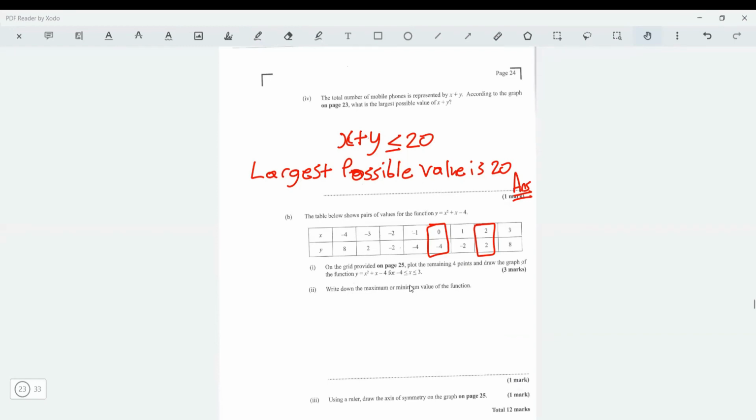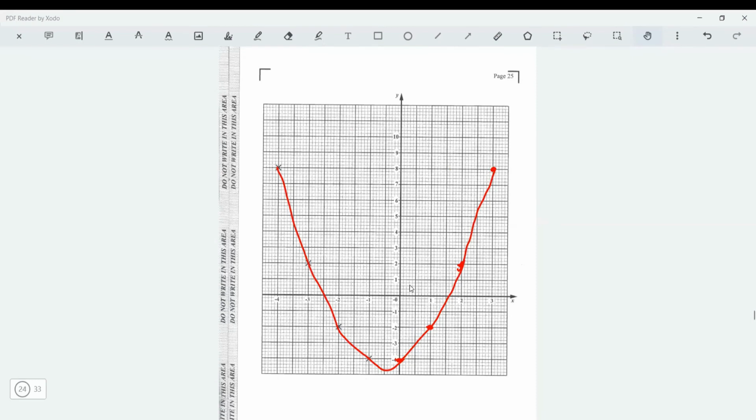It says write down now the maximum or minimum value. Right here, based on the graph, it smiles, and so this is the minimum value. From our graph, we're seeing that the minimum value is when y is this value. So when x is -1/2, the corresponding y value is the minimum value.